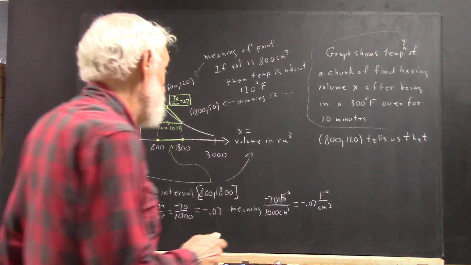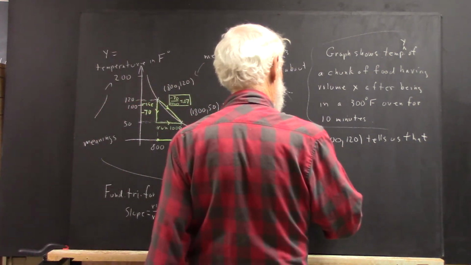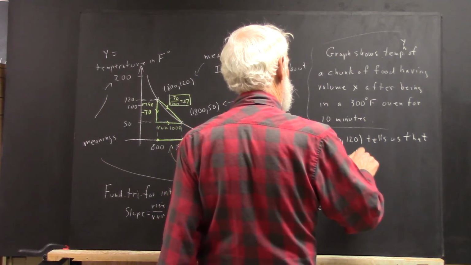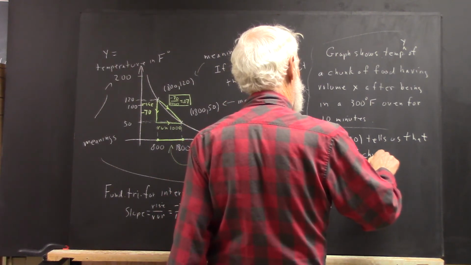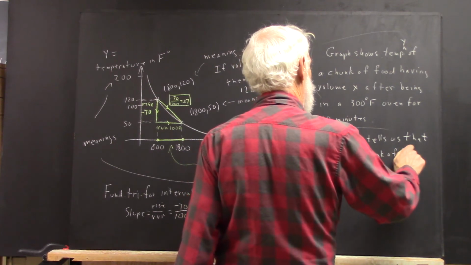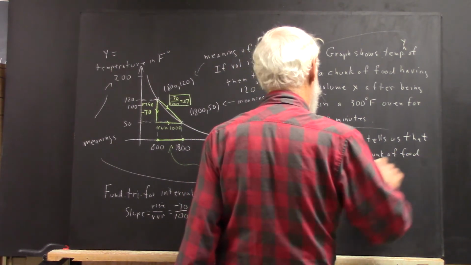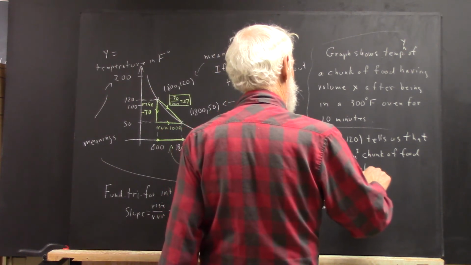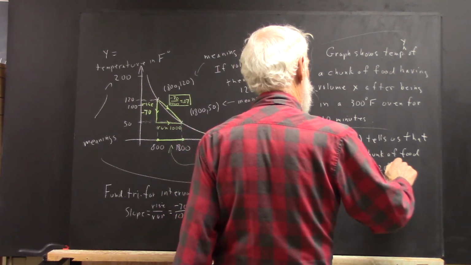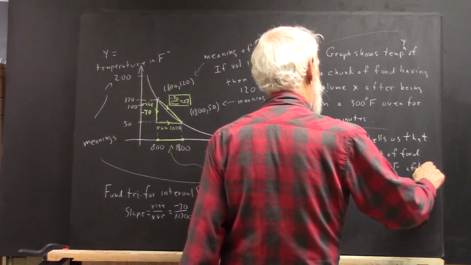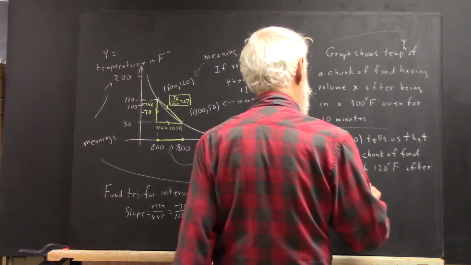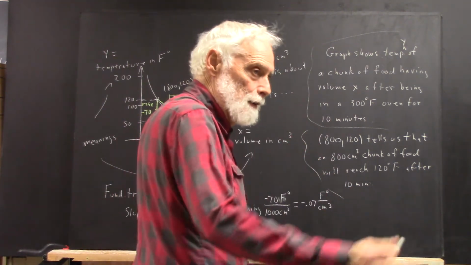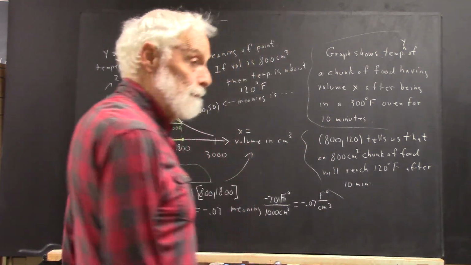No, that makes sense. 800 cubic centimeters volume of food, a chunk of food, will reach 120 degrees Fahrenheit after 10 minutes. That's exactly what he said. That's what it tells us.